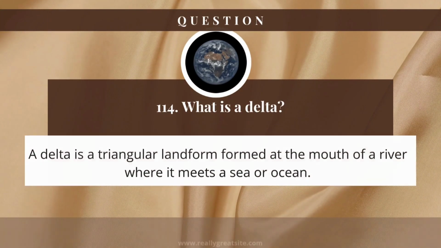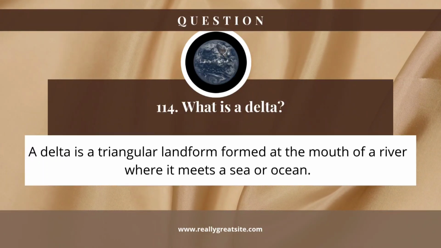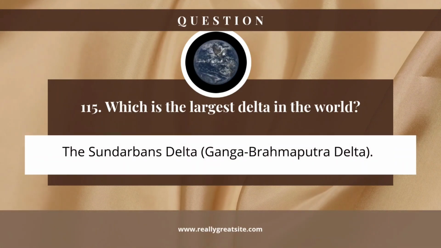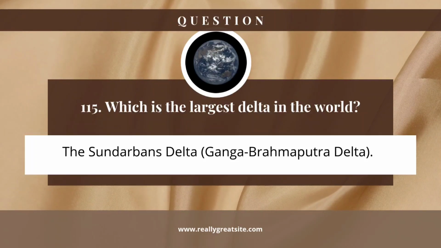114. What is a delta? Answer: a delta is a triangular landform formed at the mouth of a river where it meets a sea or ocean. 115. Which is the largest delta in the world? Answer: The Sundarbans Delta, Ganga-Brahmaputra Delta.